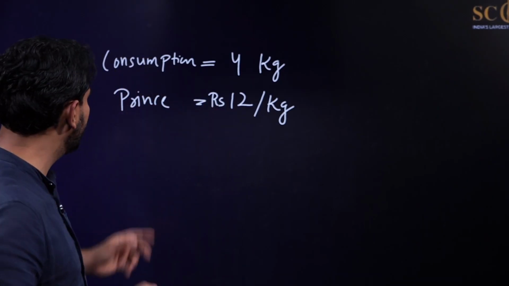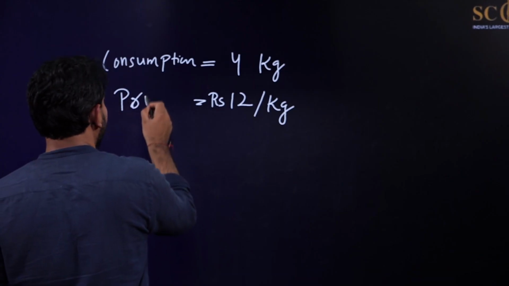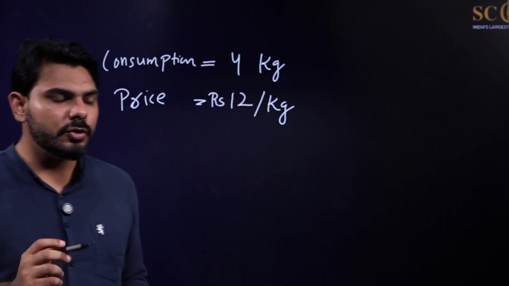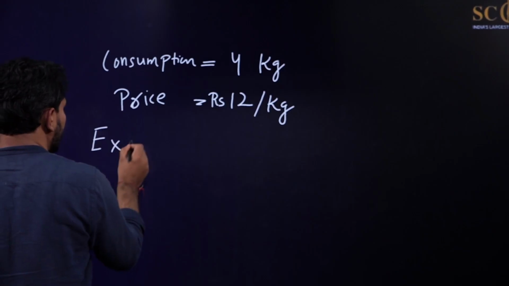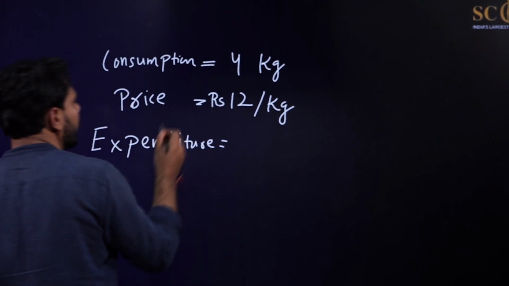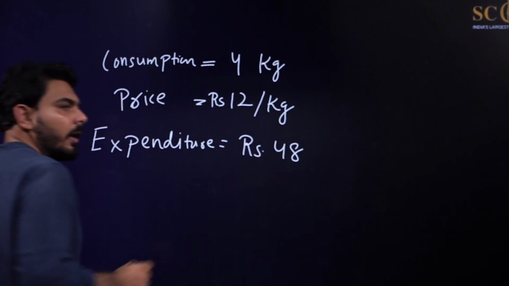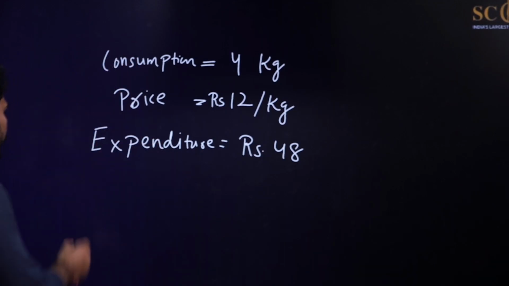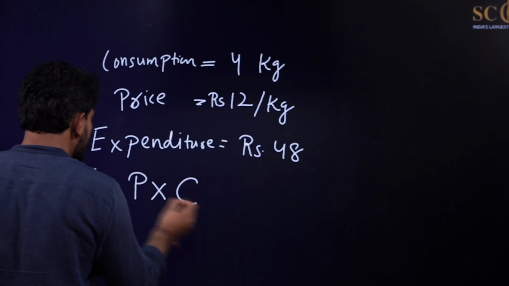I have written Prince here. My English is so good that I have written Prince only. So the price is rupees 12 per kg. Now suppose you have to find the expenditure. What will the expenditure be in this case? The total expenditure will be rupees 48. How? You can clearly see that I have just multiplied the price with the consumption. I have found that expenditure equals price into consumption, and I am using this formula here.